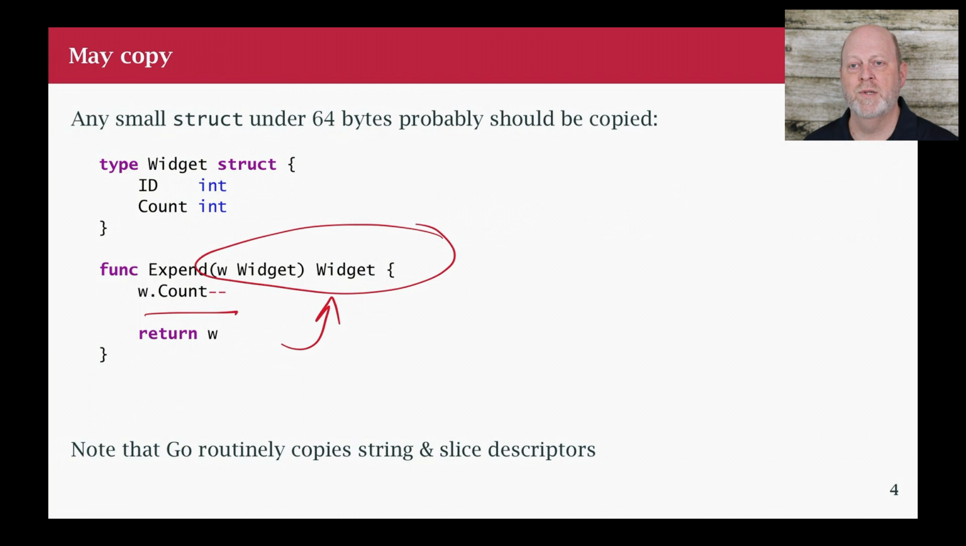But this is a choice, this is an alternative to taking a pointer to a widget, is to take the value of the widget, change it, and give it back. And this is kind of the thing you see in functional programming, right? In certain cases, it might be a little safer.